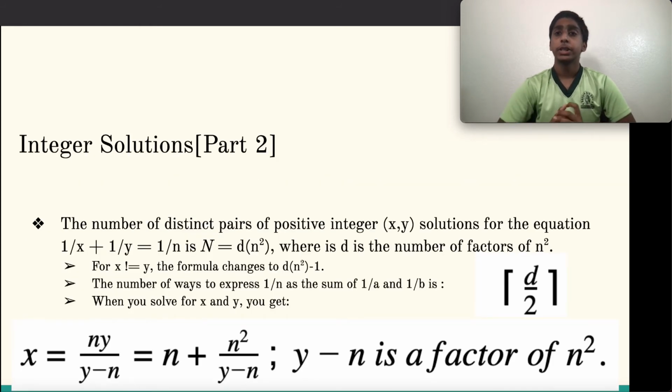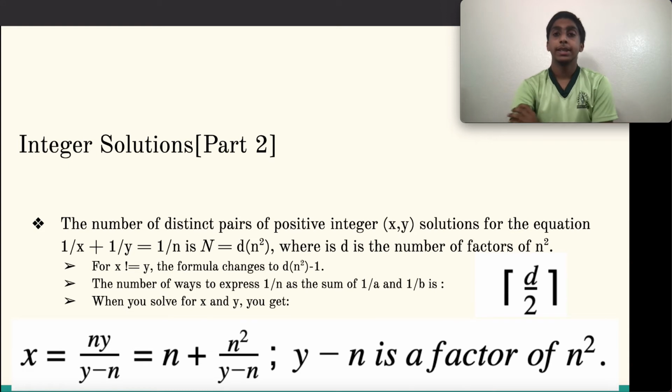Okay, so now let's move on to integer solutions part 2. Part 1 mainly dealt with lots of combinations, and it was more about how many ways can something happen. This is going to be more about solutions to an equation. So the number of distinct pairs of positive x, y solutions for the equation 1 over x plus 1 over y is equal to 1 over n is d of n squared, where d is the number of factors of n squared.